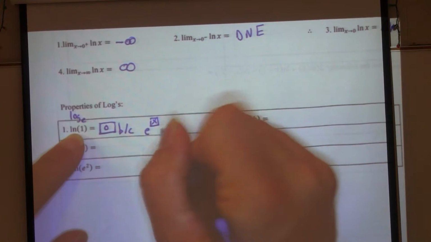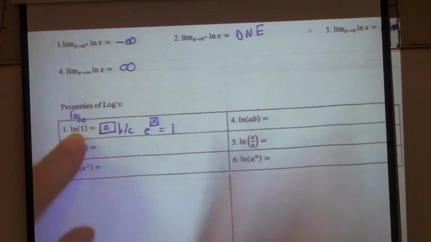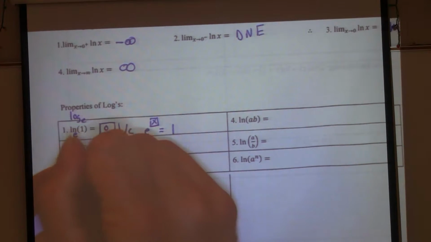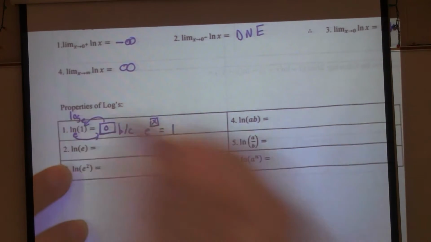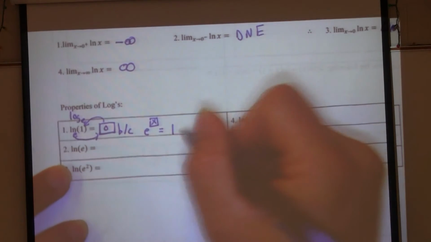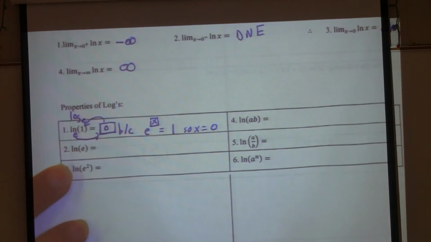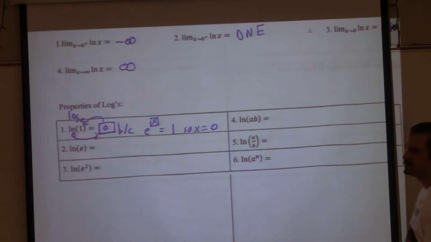Okay, so this is true because if I write this in exponential form, it would be e to some power x is equal to 1. Okay, there's an imaginary e here that they don't write. So e to this power equals 1. So that's only going to equal 1 when that power is 0.